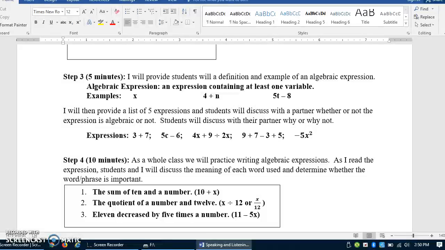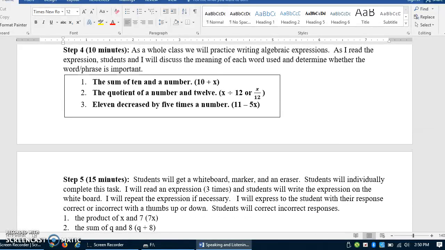Students will have the discussion, and then I'll allow students to discuss with me whether they think it's algebraic or not. The next thing I'll ask my students to do as a whole is to practice writing algebraic expressions. One of the biggest things is that students need to be able to write down an expression as I read it.